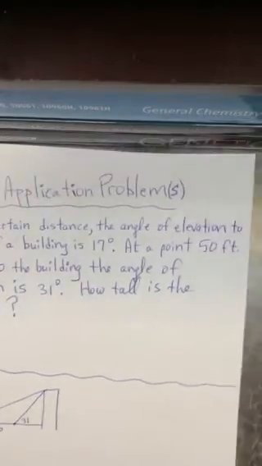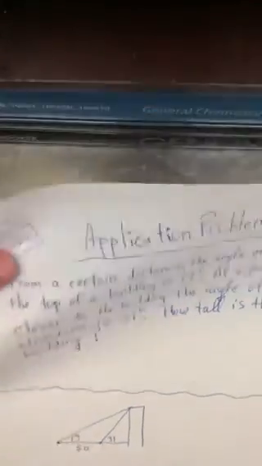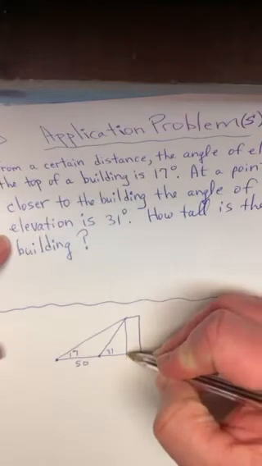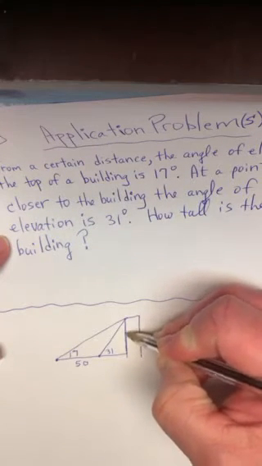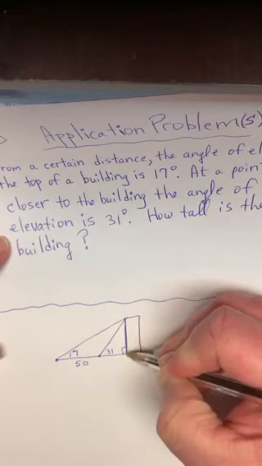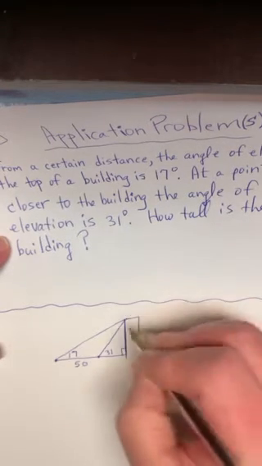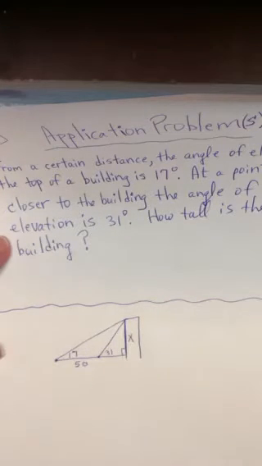And they want to know how tall is the building. So the height of the building, this height over here, you can see me highlighting it right now. This height, the height of the building is our unknown value. So we'll call that X, the value that we're seeking.